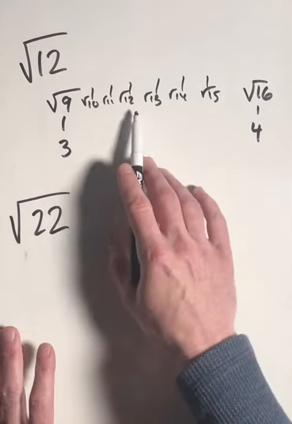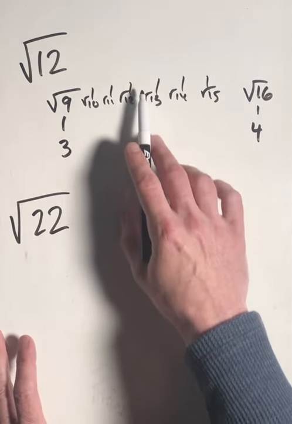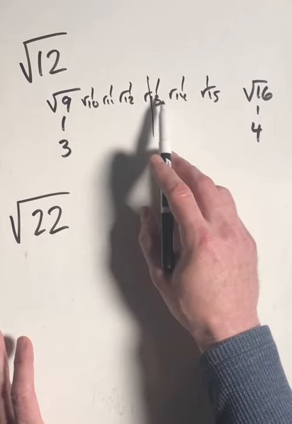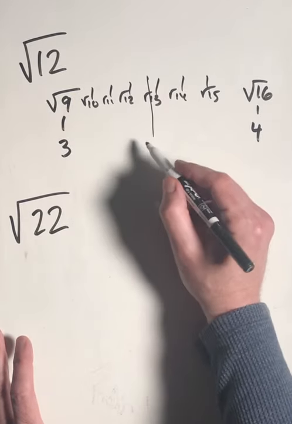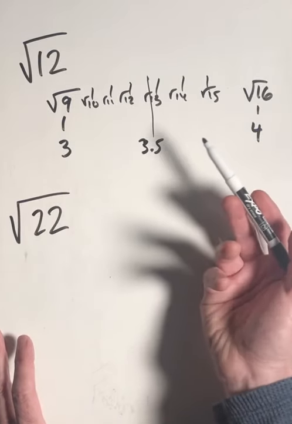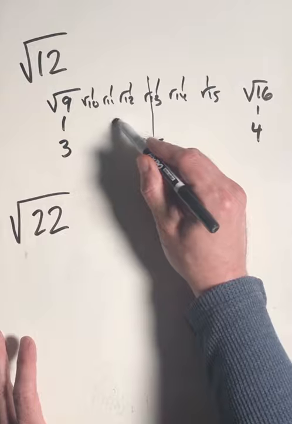The square root of 12 is a little bit in the middle. It's a little bit less than half, right? I've got 3 on this side and 3 on this side. So this is around 3.5. So the square root of 12, I could say, is a little less than 3.5. So maybe I'll say it's 3.4.